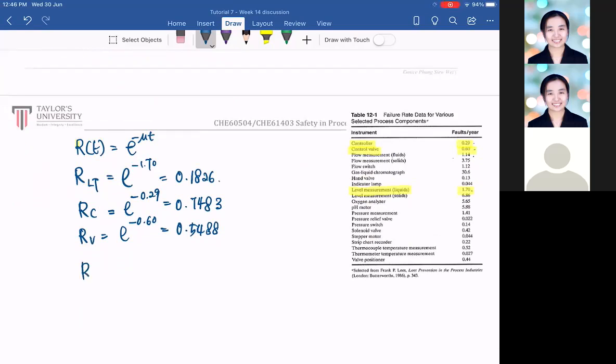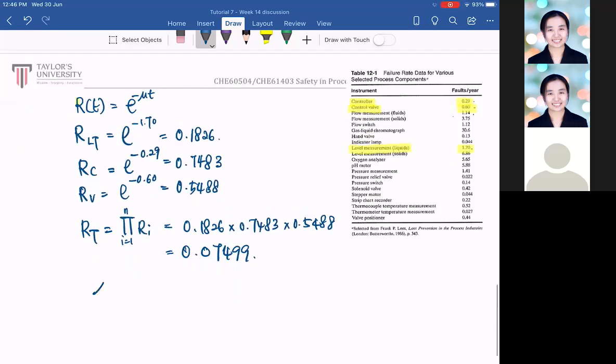So when it is the OR gate, you multiply all, okay, where 0.1826 times 0.7483 times 0.5488. So you have the overall reliability as 0.07499. Okay.